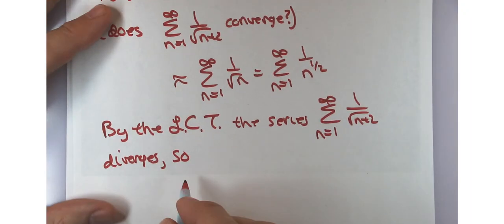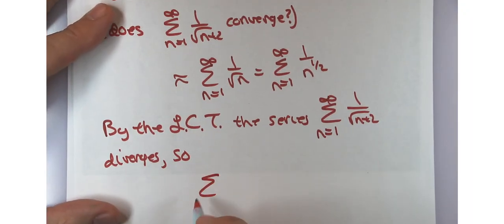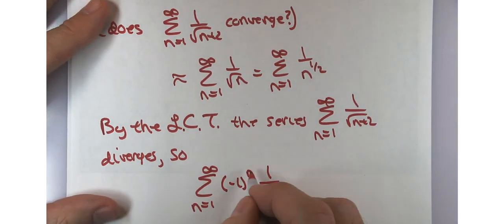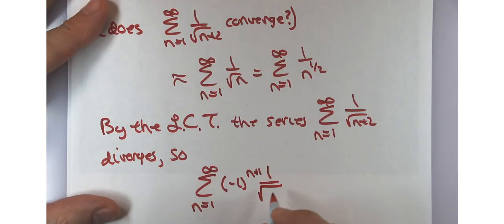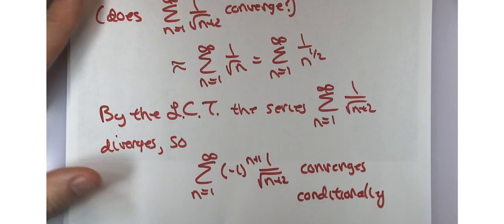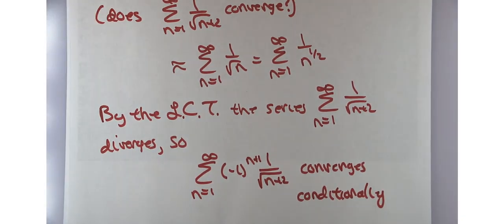So the overall series that we started with, the sum from n equals 1 to infinity of negative 1 to the n plus 1 over the square root of n plus 2, converges conditionally. Meaning it only converges because it's an alternating series. If it wasn't an alternating series, it wouldn't converge. Leibniz series is another conditionally convergent series. We get convergence in that series because it's alternating.